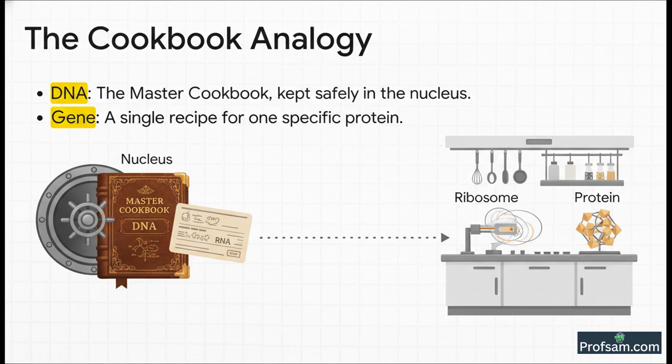Now, you would never take the entire valuable book into the kitchen, would you? No, you would just make a photocopy of the page you need. That copy, that single recipe card, that is RNA. Then you take that RNA recipe card to the kitchen, the ribosome, to actually cook the dish, which is the protein. Do you see the flow? From the protected master book to a working copy and then to the final product.